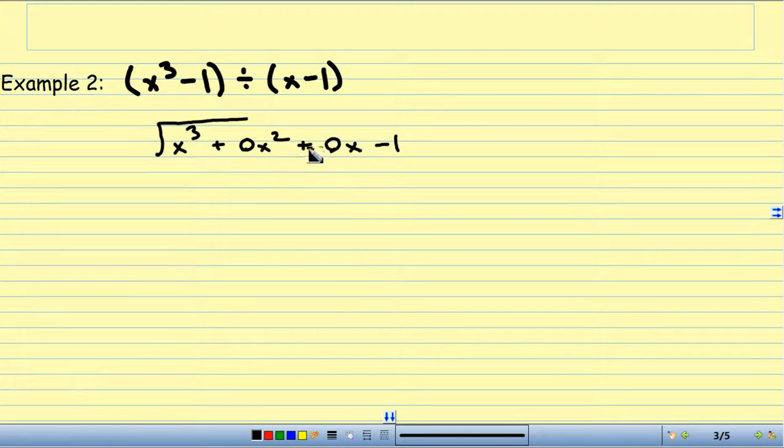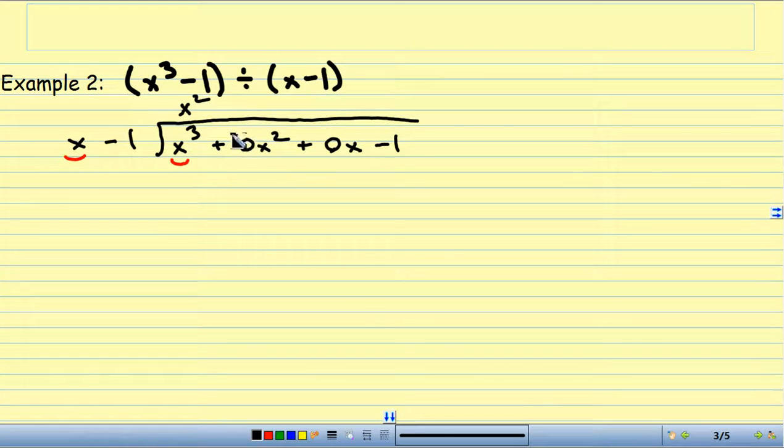And I'm dividing it by x minus 1. Remember what I told you. We're paying attention to the first terms only. So x times what gives me x cubed? X times x squared gives me x cubed.